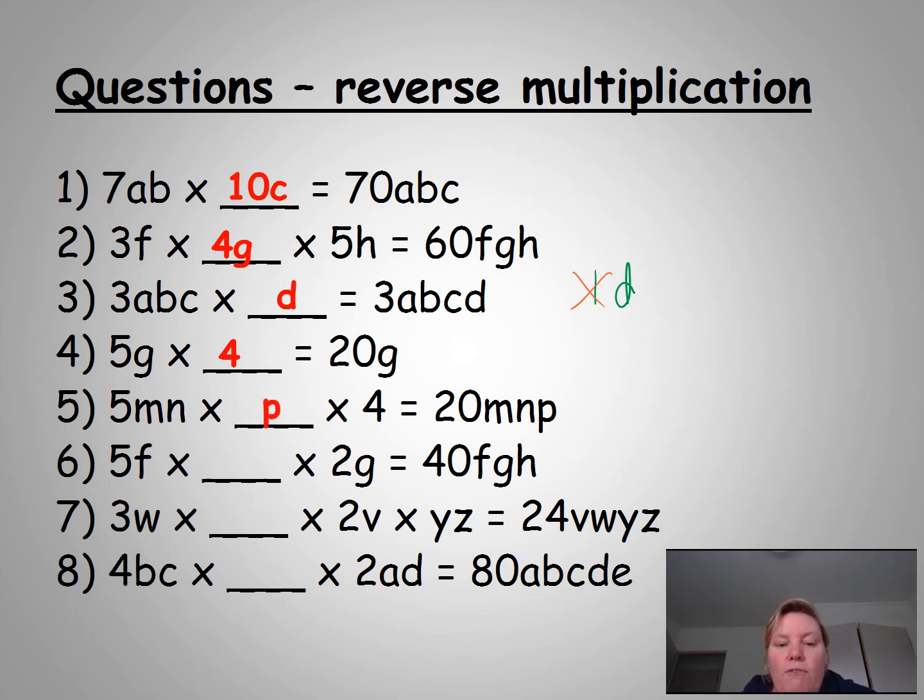If I've got 5F times 2G makes 40FGH, what am I missing? I'm missing an H, and I'm also missing a 4. To get 24, 3 2s are 6, I'm missing a 4. And I've got W, Y, and Z, so it's just the number 4. And 4BC times 2AD, 4 2s are 8, so I'm missing times 10. And I've got A, B, C, D, so I'm missing E, so I think it'll be 10E.